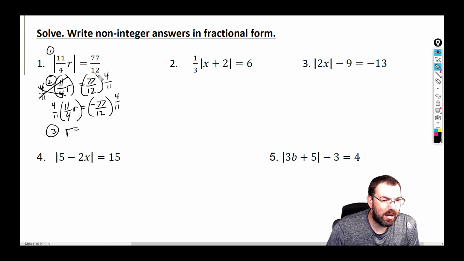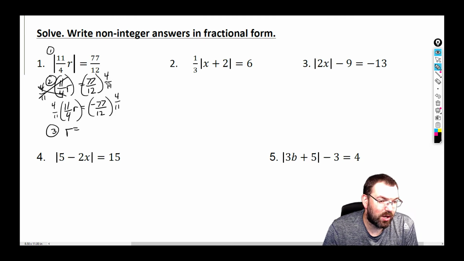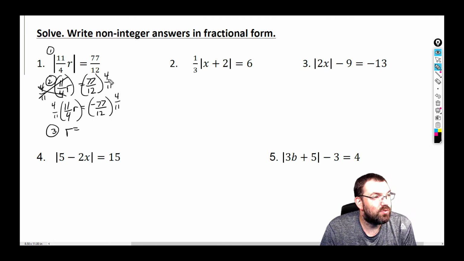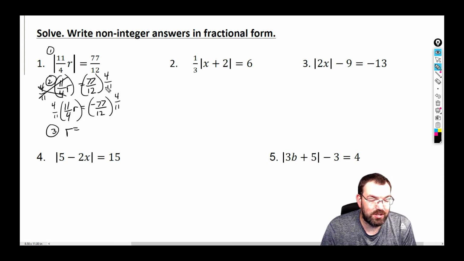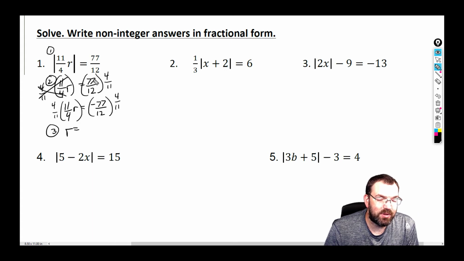Let's do some math here. I'm not going to multiply 77 times 4, even though I could. I don't even know, 280 plus 30, 308, something like that. And then I could multiply 12 times 11 and get 132, but I'm not going to. I'm going to simplify on a diagonal. 77 divided by 11 is 7. 12 divided by 4 is 3. So this is 7 over 3.